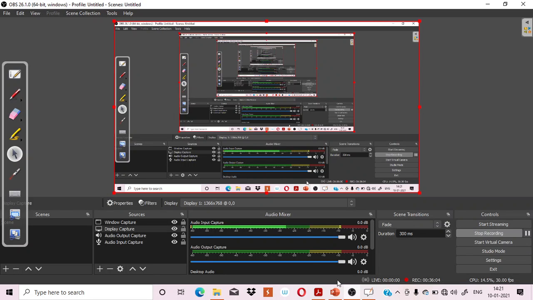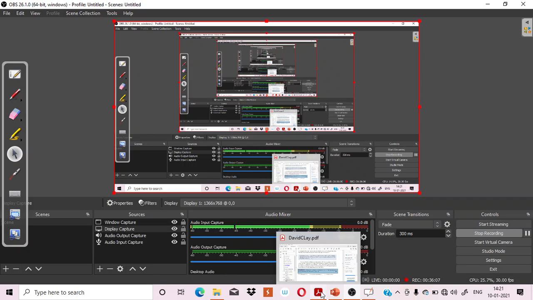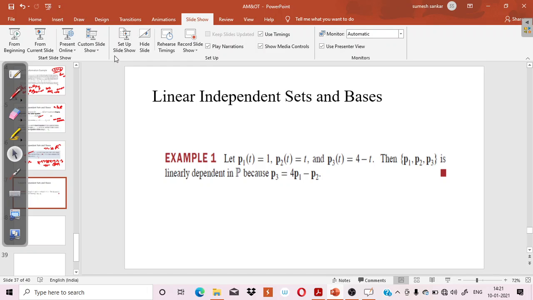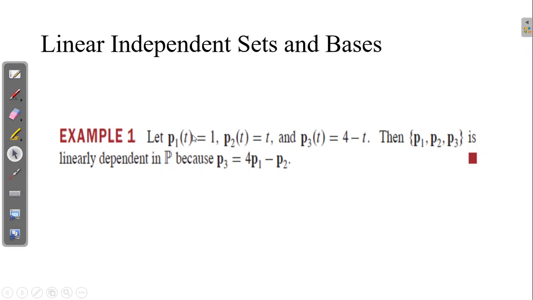Now I am going to apply theorem 4 so that I can solve one of the example problems like this. This is my problem. I have defined three vectors: p1(t) equal to 1, p2(t) equal to t, p3(t) equal to 4 minus t. Then we have that the vectors p1, p2, p3 are linearly dependent in P, the polynomial space.